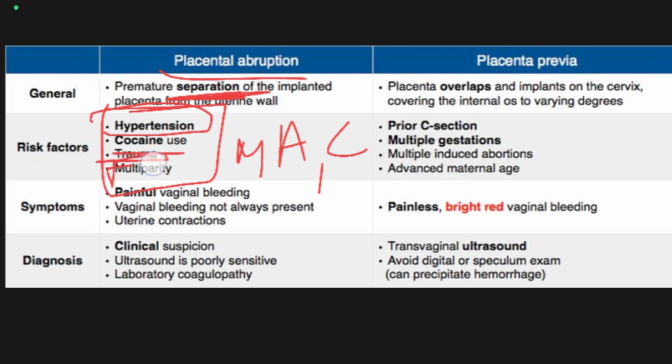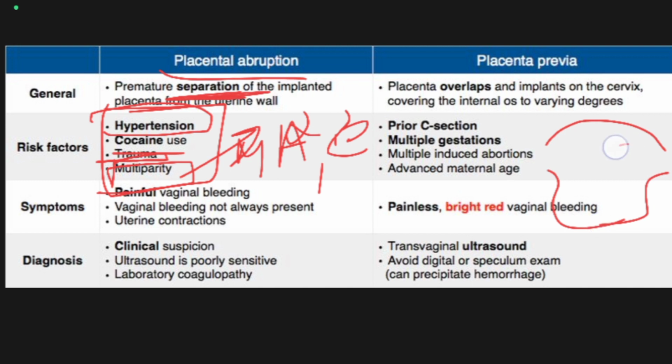And the main thing is this one, multiple gestation, meaning two babies or three babies within the uterus. If there are two babies, then the placenta can't withhold the weight of two babies. If it can't withhold the weight, then automatically it falls off. Because of multiple gestation, placenta abruption occurs.